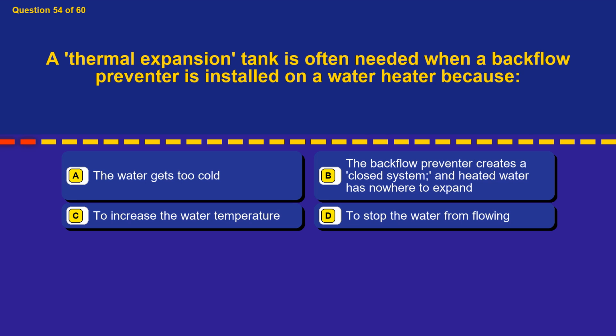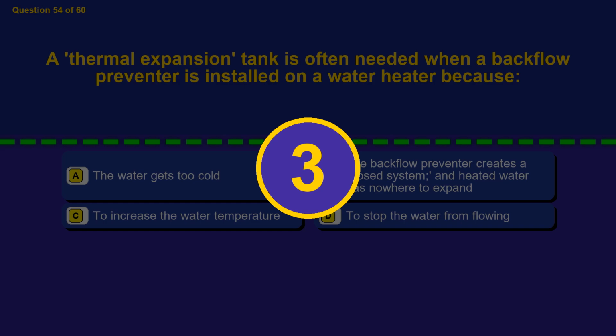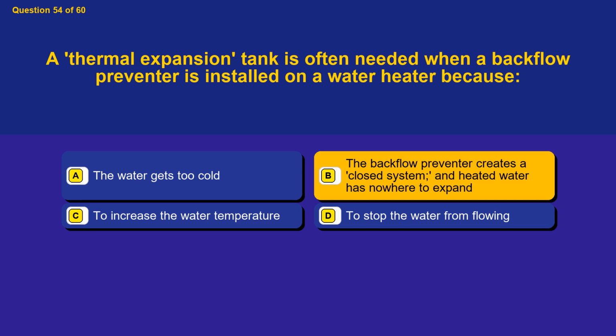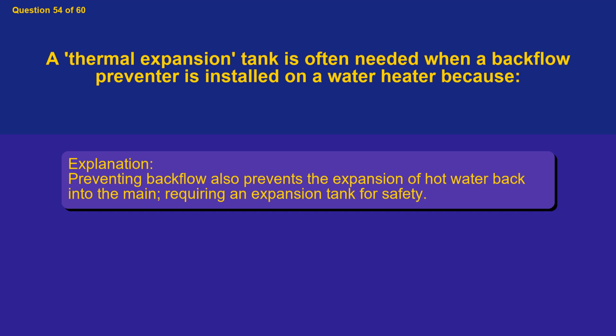Question 54. A thermal expansion tank is often needed when a backflow preventer is installed on a water heater because: Option A, the water gets too cold. Option B, the backflow preventer creates a closed system, and heated water has nowhere to expand. Option C, to increase the water temperature. Option D, to stop the water from flowing. The correct answer is option B. The backflow preventer creates a closed system, and heated water has nowhere to expand. Preventing backflow also prevents the expansion of hot water back into the main, requiring an expansion tank for safety.